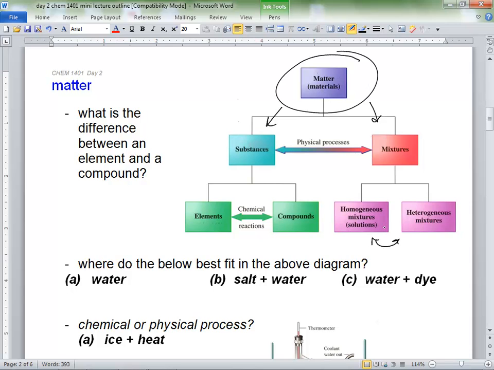It can even be a little cloudy. That's fine, as long as it looks cloudy all throughout. Okay, it doesn't have to be clear. It just has to look the same throughout.